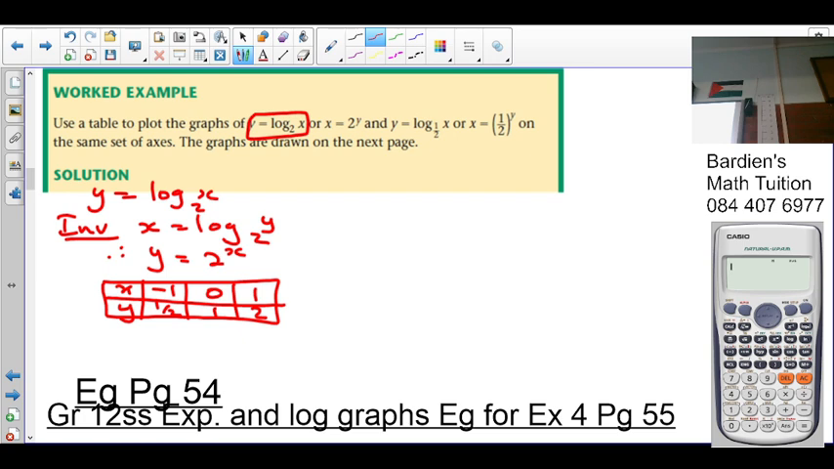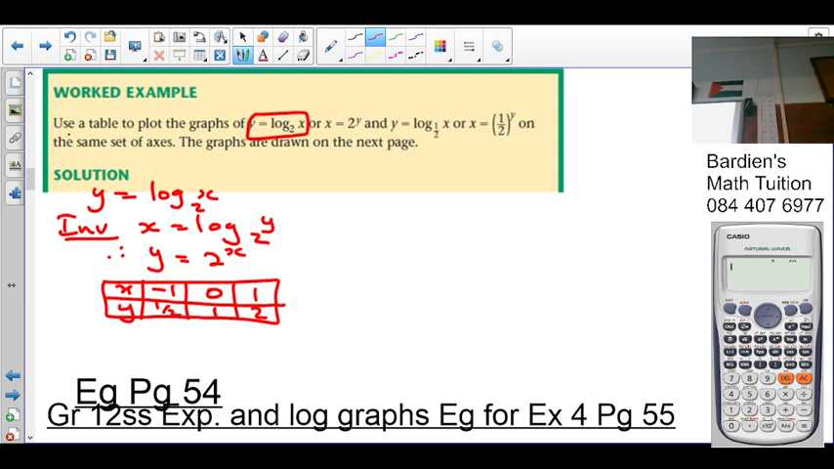Okay. We swap x and y around. Alright. Are we drawing the function or are we drawing the inverse function? The function. So in other words, are we drawing the log graph or the exponential graph? Which graph must we draw? Why the exponential?